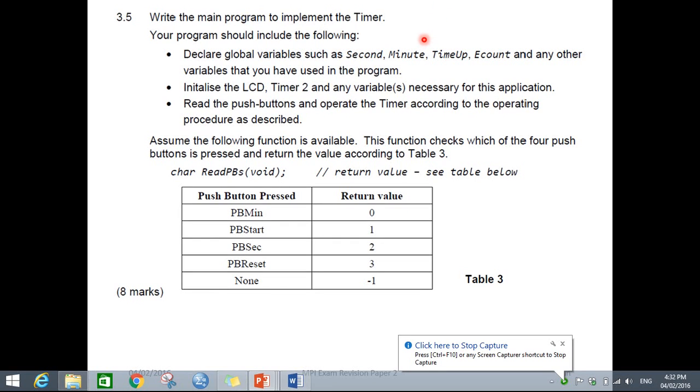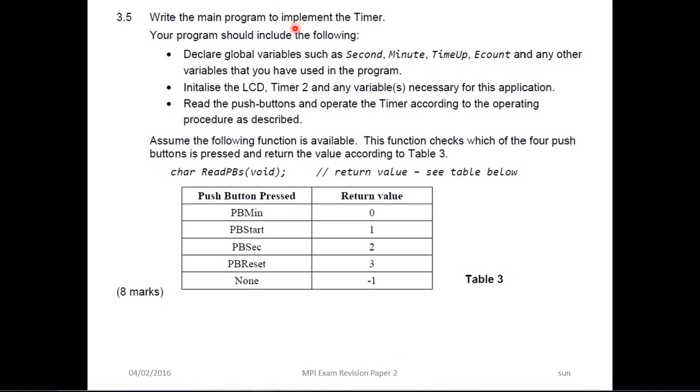The last part of question 3 is to write the main program for the kitchen timer so that it operates as described in the beginning of the question. Some guides are given below, such as to declare global variables and system initialization. Take note that there is an error here. This variable should be start flag, not timeout.